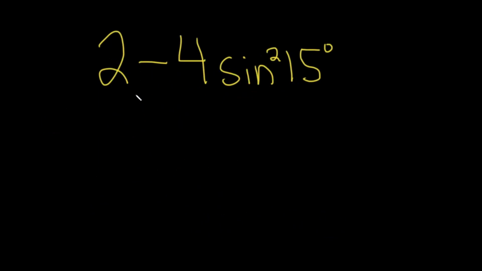Hello, in this problem we're going to find the exact value of 2 minus 4 times the sine squared of 15. So the first thing that you might notice is that both of these have a common factor of 2. So let's start this problem by factoring out a 2. So 2, parentheses, and then 2 times what number will give us 2? Well, that would be 1.